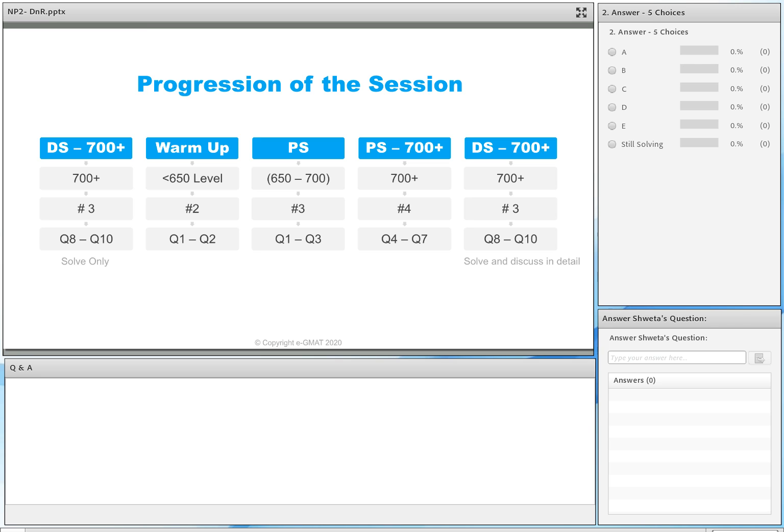To really start learning, the warm up section is the first one where you're going to have less than 650 level questions, just two of them, one and two. Then you will have problem solving questions, three 650 to 700 levels. So you see it's slightly higher level than the warm up. And this time questions one, two, three, just three questions here. Then the next four questions are again problem solving, but hard ones this time, 700 plus level. So overall, warm up is this much. This is just to warm you up.